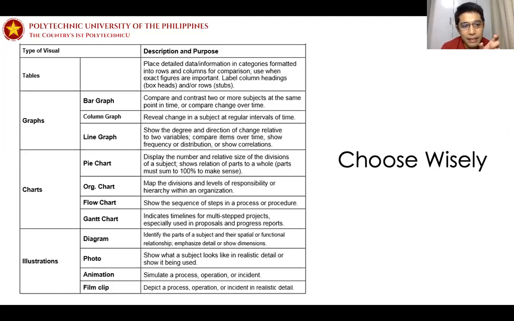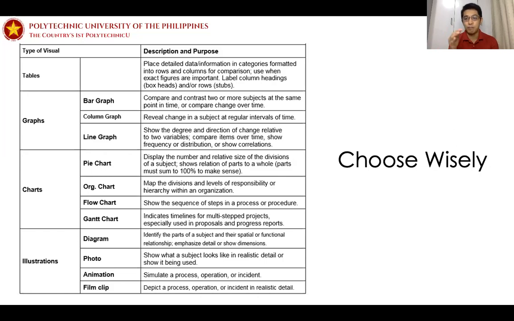And by simply looking at the pies, you could analyze, hey, this is way bigger compared to the other. Next is we have org chart. We can only use org chart if we want to show a map of divisions or levels of responsibility in a particular organization, considering positions, hierarchy, etc. Flowchart is used if you want to show steps, processes, or a certain procedure. And Gantt chart is only used to show progress of a particular project or a particular report or a particular program.